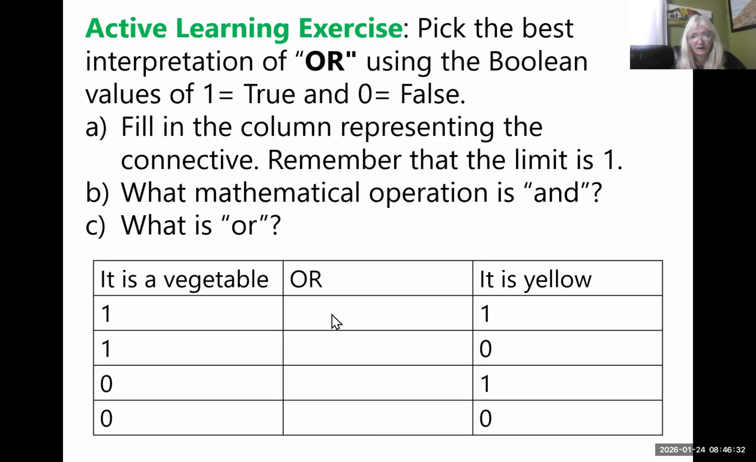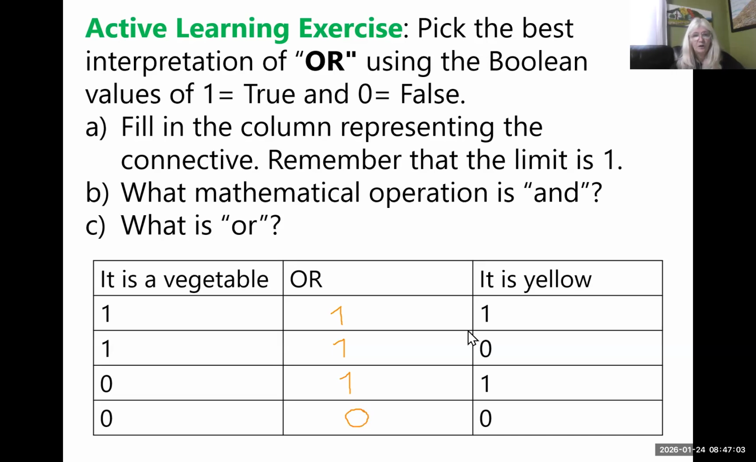Okay, so let's do the or together. Together we get 1 or 1. So it is a vegetable is true, or it is yellow is true. So we get 1. It is a vegetable is true, or it's yellow. Well, it is a vegetable, so we get 1. It is a vegetable not true, but it is yellow, so it's either a vegetable or yellow, true. And finally, neither is the case, so this is 0 at the bottom.